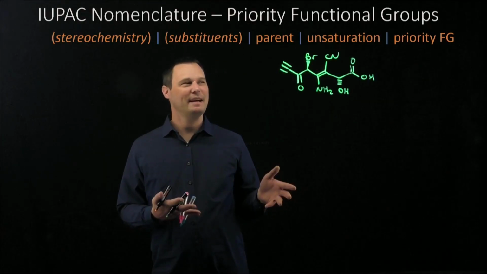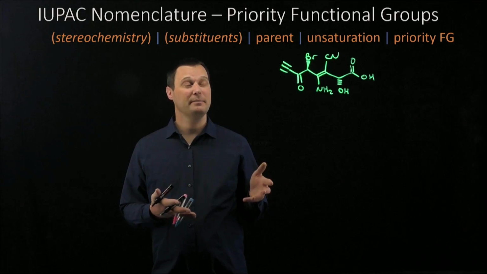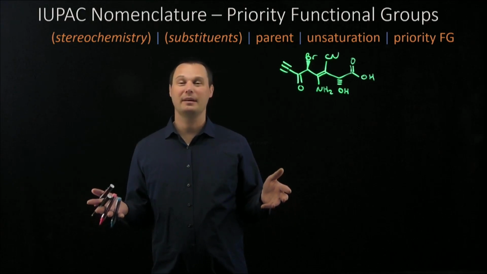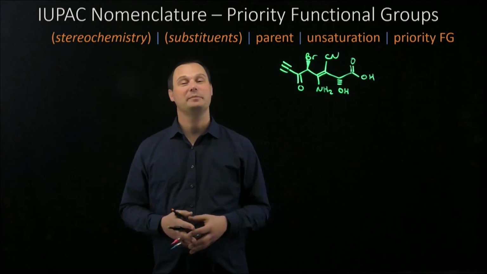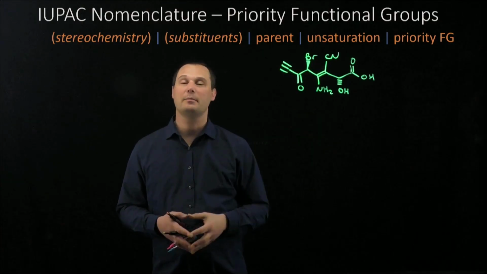All right, ninjas, last example. This one is certainly the most complicated. And if you see this on an exam, you can take a deep breath because the rules don't change just because the molecule looks complicated. The first thing to do is find the longest consecutive chain containing the priority functional group.